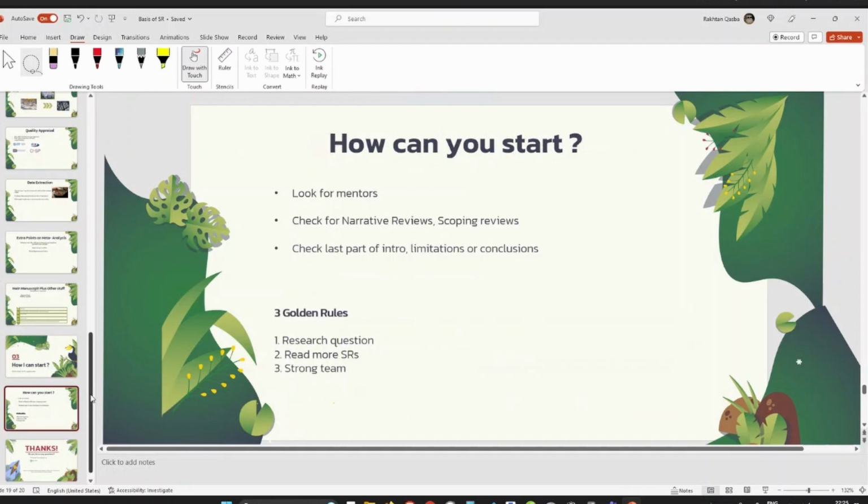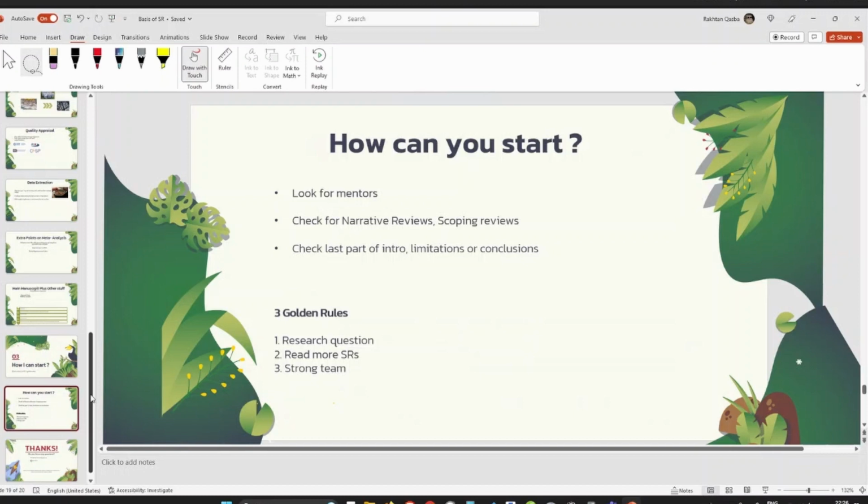Where can you start? For starting systematic reviews, I would definitely use AI for this. I'm starting to look into AI also. For example, before doing any kind of systematic review, look for different research questions. Look for mentors first. That is the first thing, because mentors are very important. You need to have someone in the background who really knows how all this works. You need to have mentors.